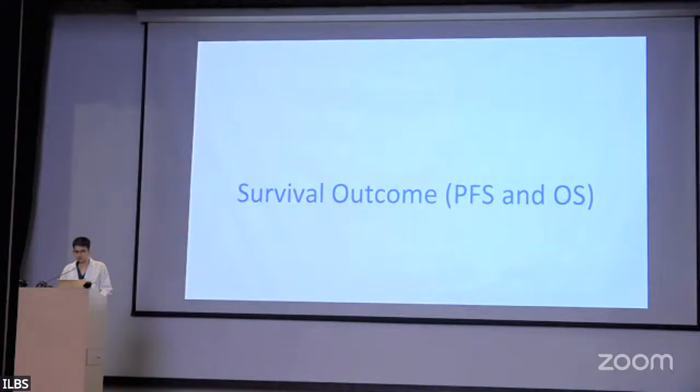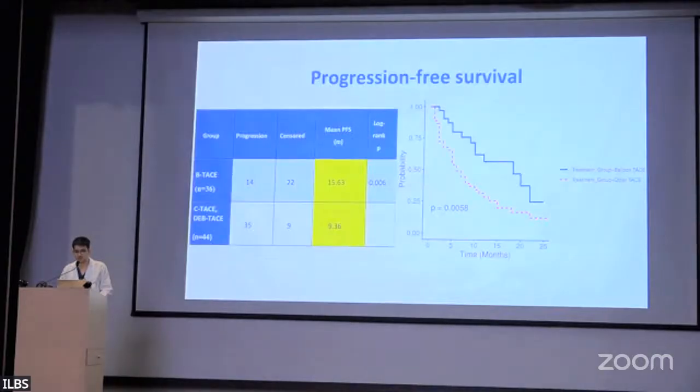Coming on to survival outcomes. Progression-free survival, the mean PFS in the balloon TACE group was 15.6 months, while in the CTACE DEB-TACE group was 9.3 months. And this is the Kaplan-Meier curve. In the blue, we can see the balloon TACE, and the dotted red line is the CTACE DEB-TACE. And this was statistically significant.